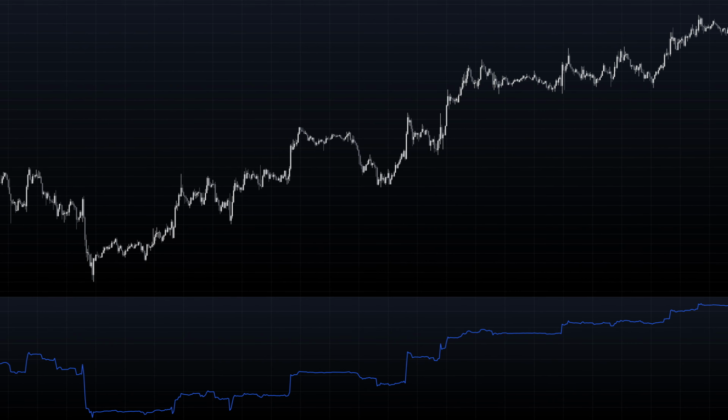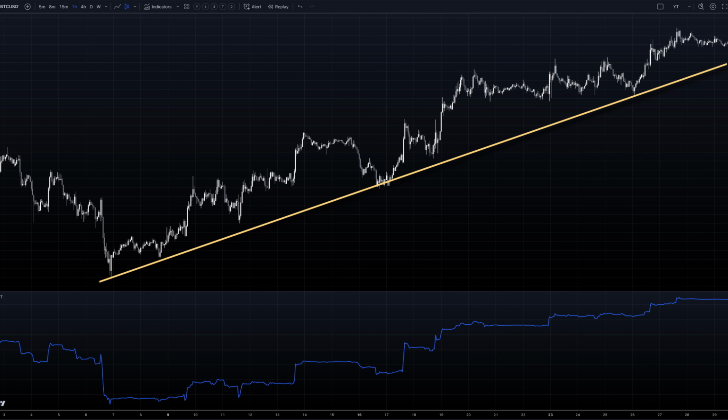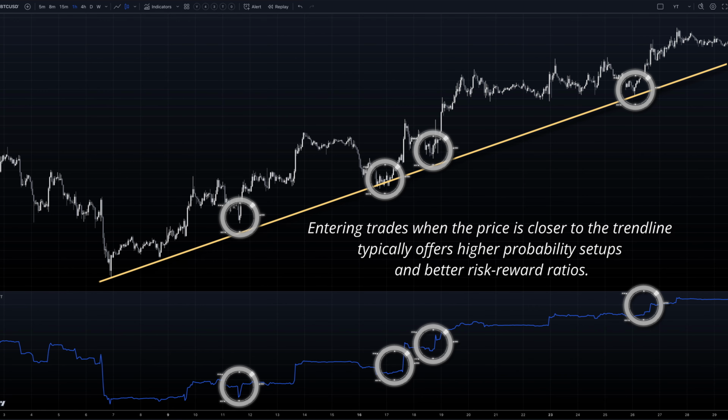To filter out poor entries, we can use a trend line over the price chart. We should only take trades when the price is close to this trend line and avoid those where the price has already moved away from it significantly.